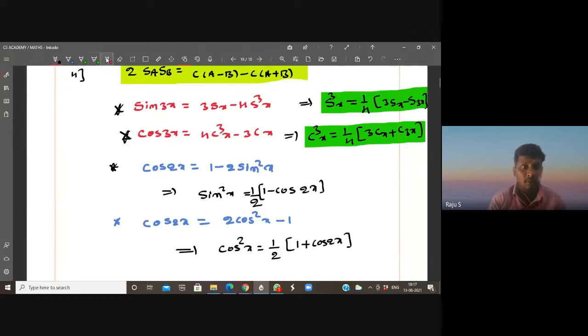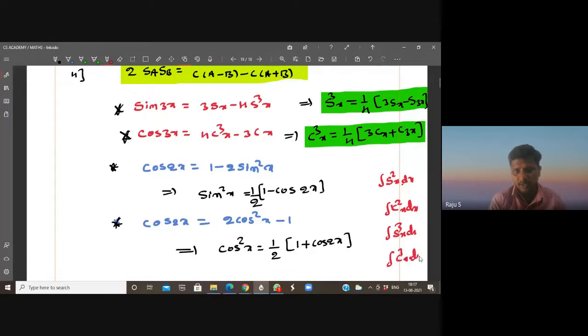And these two formulas are also very, very important, because the questions are asked in different ways. Four questions are very important. What are the four questions? One is integral sine square x dx. Next one is integral cos square x dx. Next, integral sine cube x dx, and integral cos cube x dx.